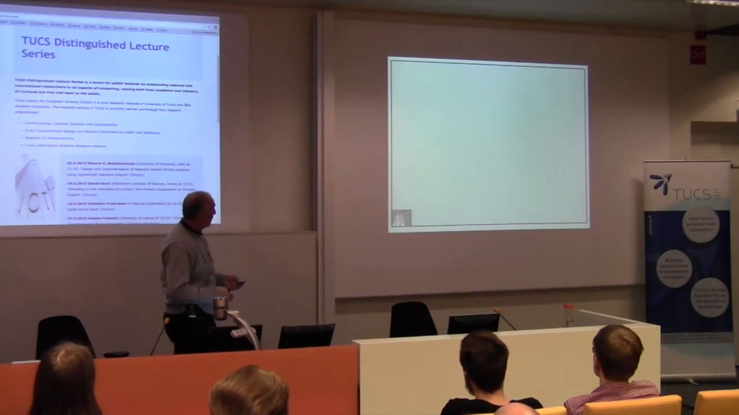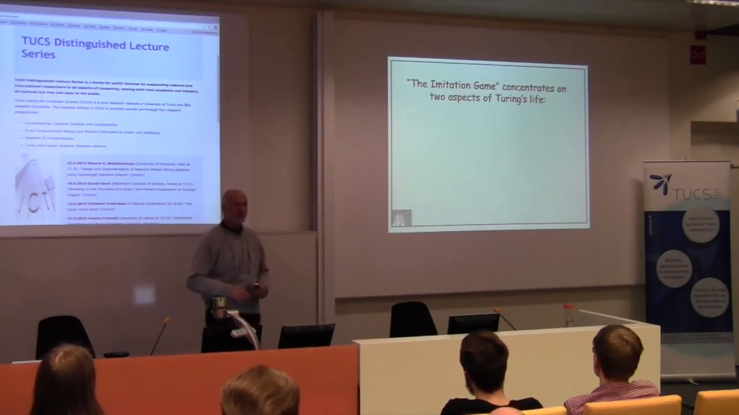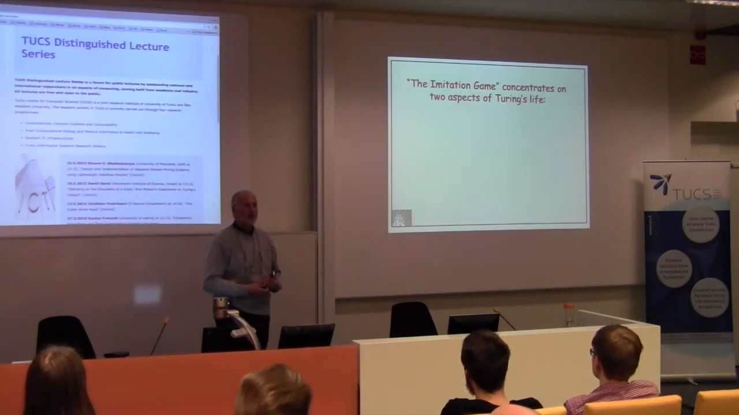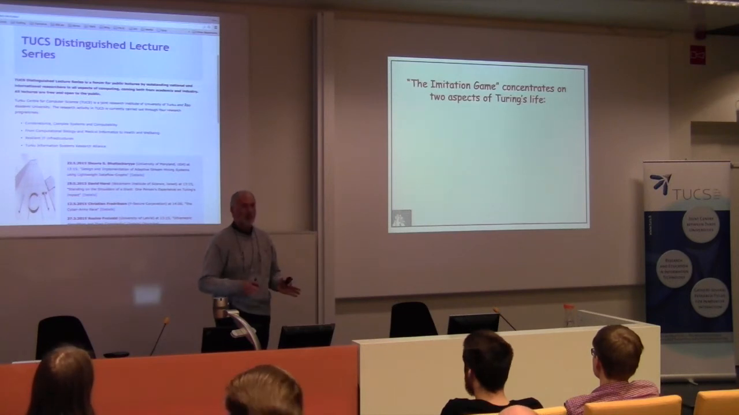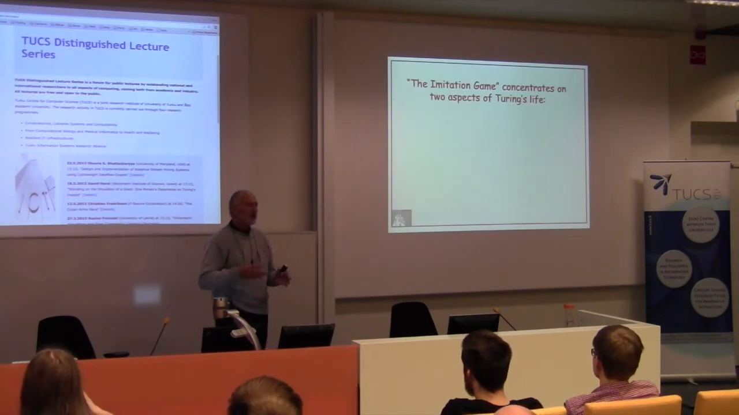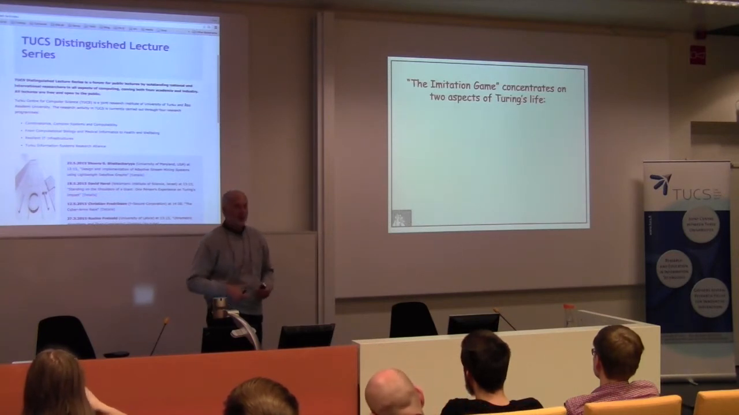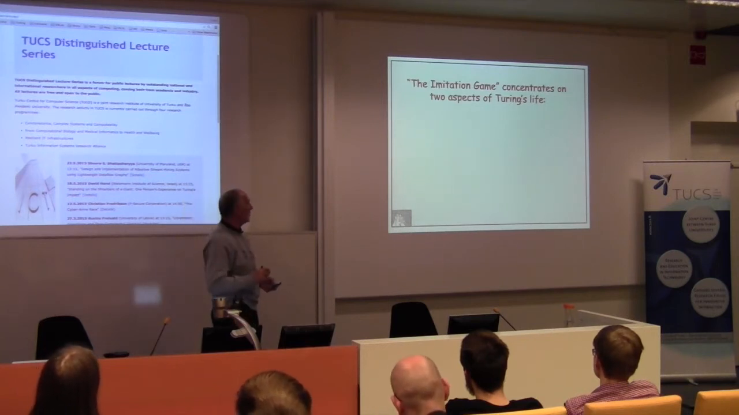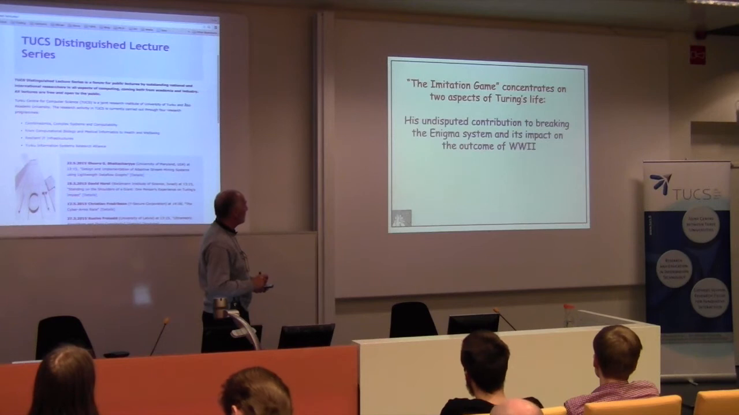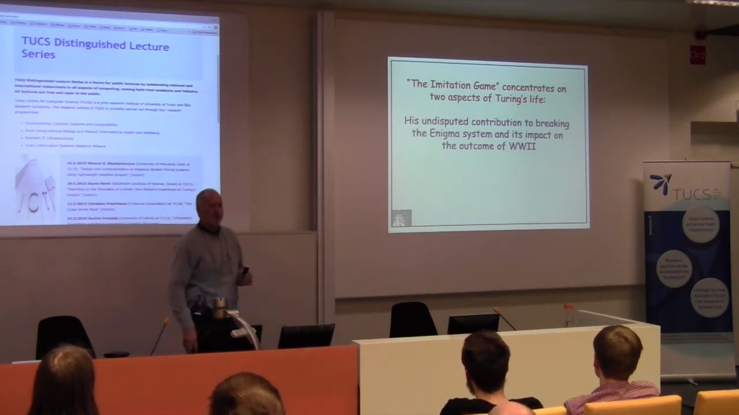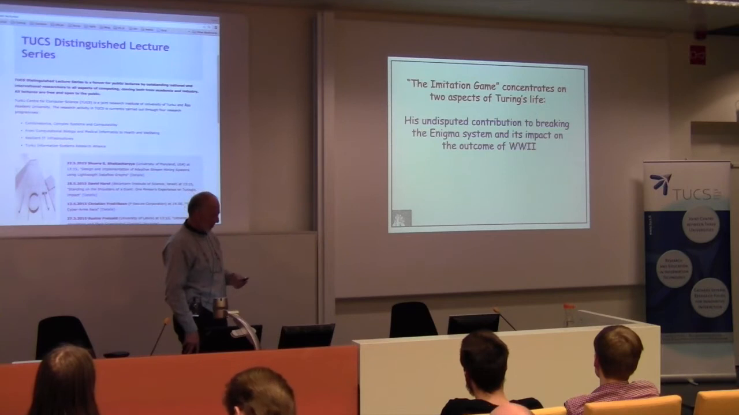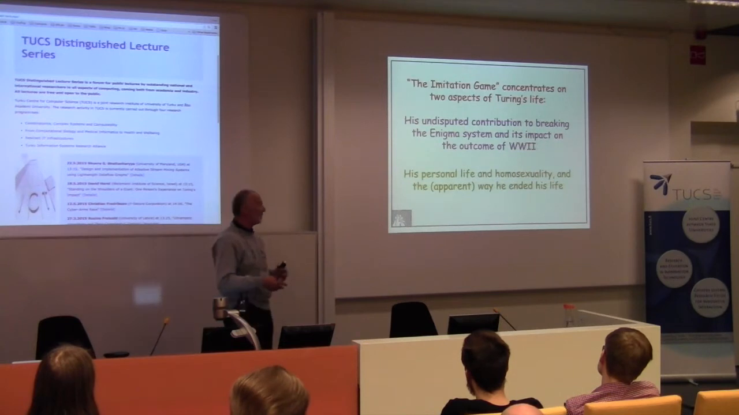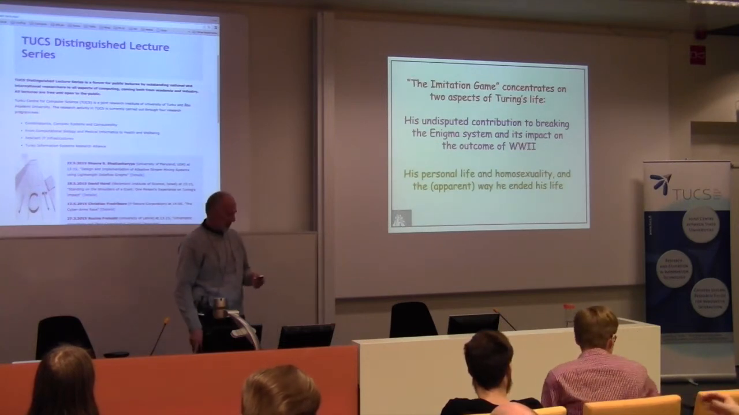I'm curious, how many people here have seen this movie, The Imitation Game? Okay. So this lecture is not about the movie, and it's actually not even about almost anything that movie is about, but let me say a few words about it. The Imitation Game concentrates on 2 aspects of Alan Turing's life. One aspect is his indisputable contribution to World War II via breaking or helping break the Enigma system. And the other, of course, is his personal life, homosexuality, and the way he apparently ended his life.